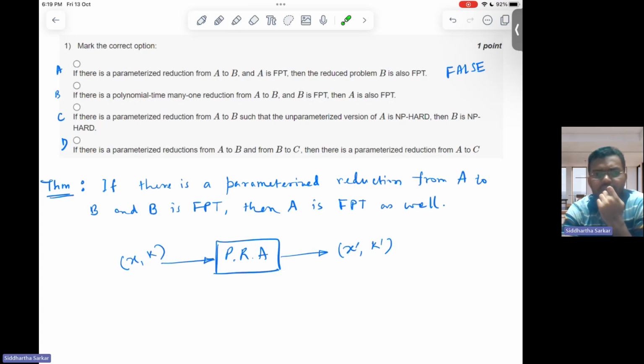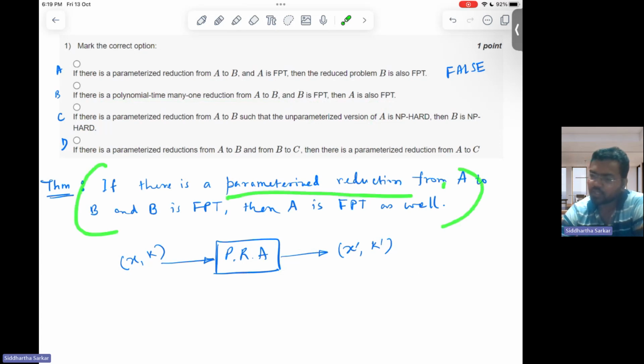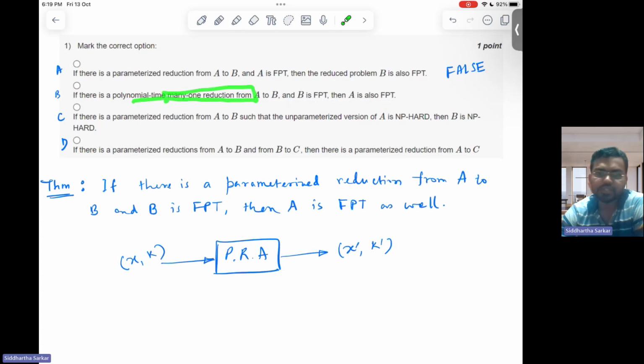So the term many one reduction is in the context of the standard notion of polynomial time reduction used in NP hardness proofs. So the statement is, if there is a polynomial time many one reduction from A to B and B is FPT, then is A FPT? That is something we have to decide. So we know for sure that because of this theorem, if there is a parameterized reduction from A to B and B is FPT, then A is FPT. But here they're not talking about parameterized reduction, they're talking about many one reduction, which is nothing but the standard reduction used in NP hardness proofs.